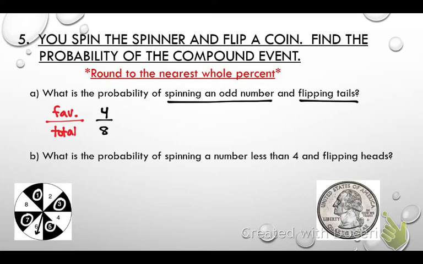How many tails are on the coin? Oh, we don't know the point. 2. How many tails are on the coin? Oh, 1 out of how many? 2. So I've got a 1 out of 2 chance.